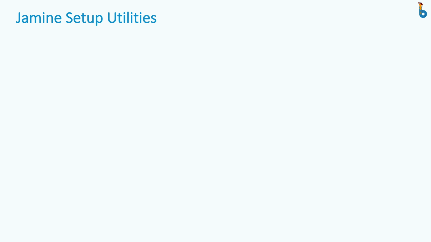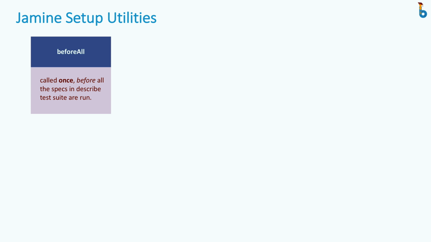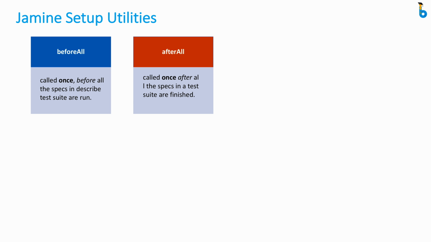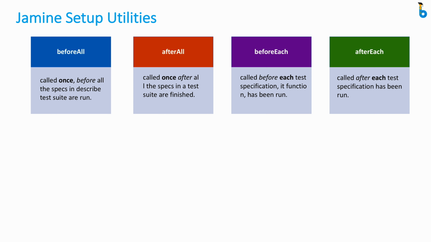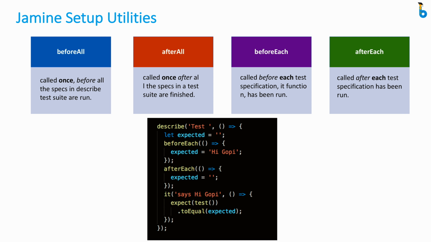Jasmine has some setup utilities also. beforeAll is called once before all the specs in the describe test suite are run, and afterAll is called once after all the specs in the test suite are finished. And beforeEach is called before each test specification function is run. afterEach is called after each test specification has been run. So how will it look?